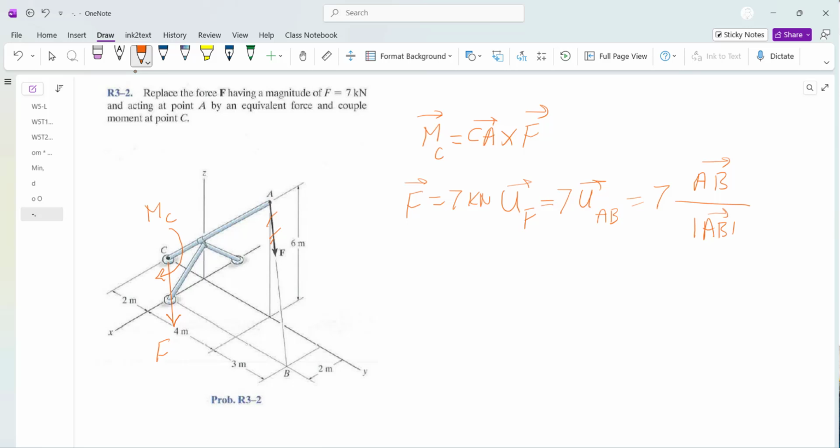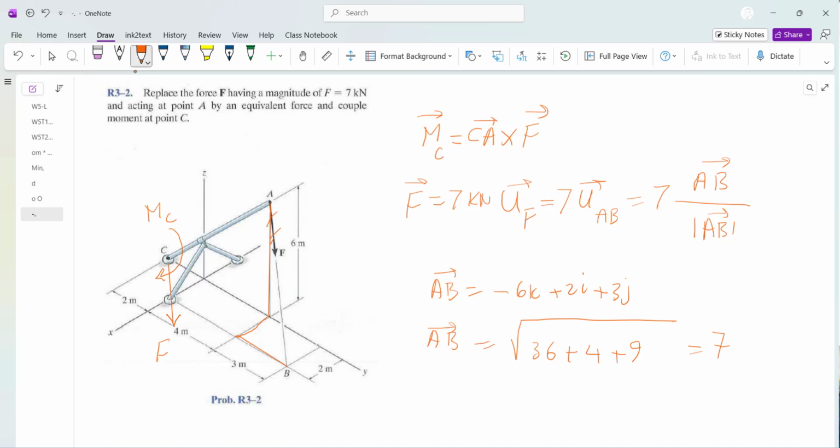So let's do this. To go from A to B, that's the definition of vector AB, you have to travel vertically 6 meters in the direction of minus K. So AB is minus 6K, and then you have to travel along positive X by 2 meters, plus 2I, and finally you have to travel 3 meters along positive J. And then the magnitude of AB is the square root of 6 squared plus 2 squared plus 3 squared, so that is equal to 7.